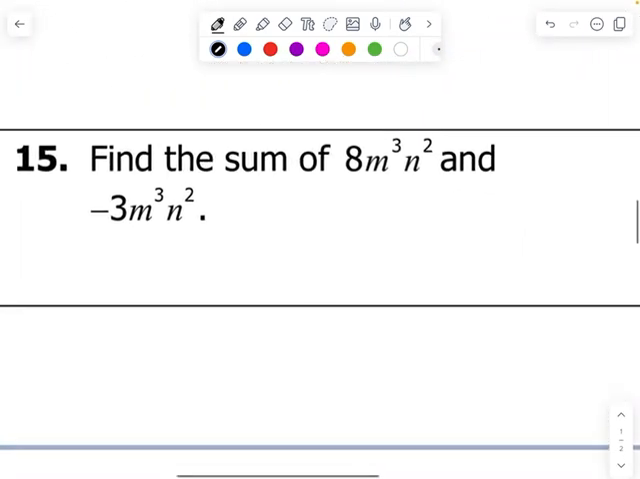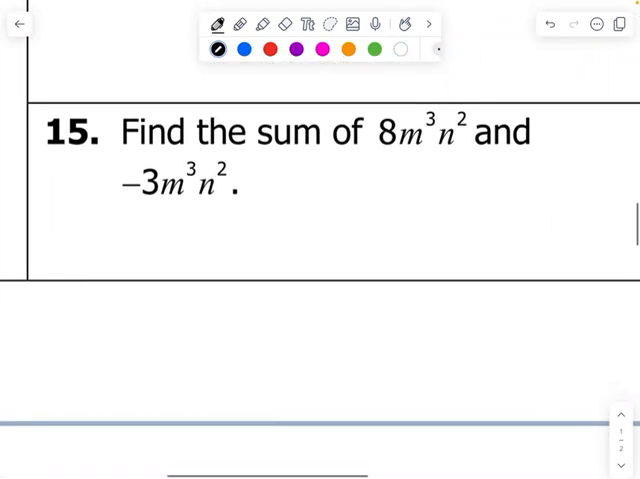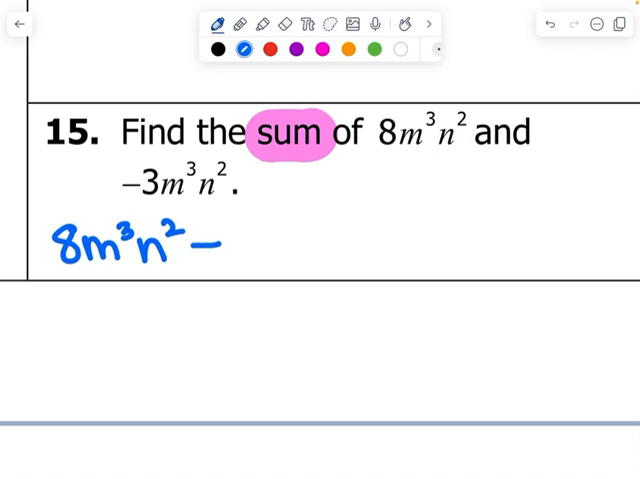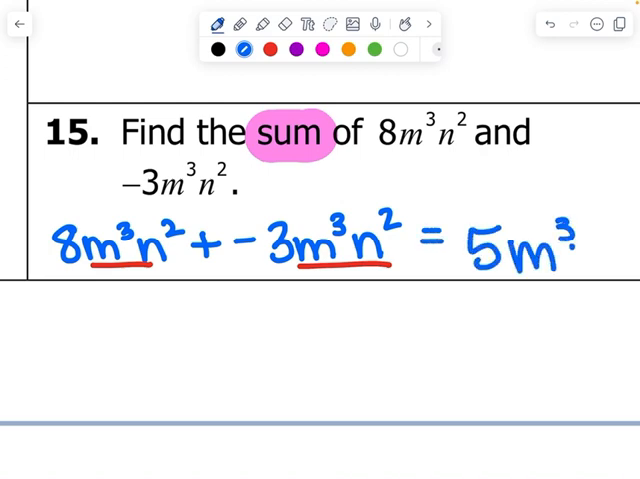Okay, so I want you to look at number 15. We're going to skip down to 15. What does the word sum mean? The word sum means addition, so I'm asking you to take 8m cubed n squared plus negative 3m cubed n squared. Are these like terms? Yep, they have the same variables and exponents, so we are going to add these together to get 5m cubed n squared.